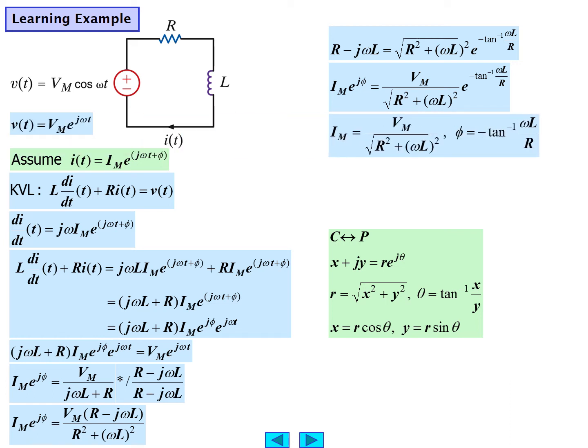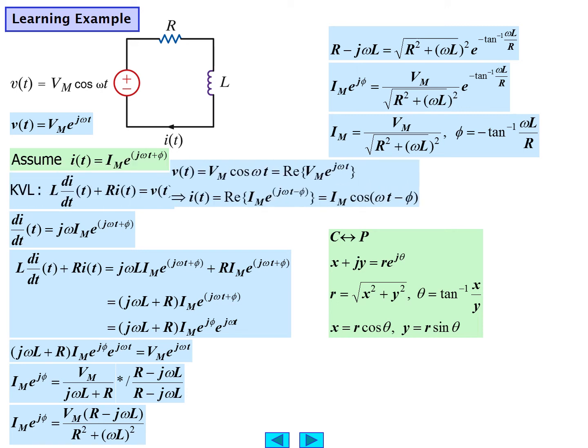And we can get rid of the representation for the amplitude alone. We can write just the amplitude alone. Well, that's just v sub m divided by the square root of R squared plus quantity omega L squared. And of course, the phase angle we get by looking at the argument of the exponential. So the phase angle phi is minus arctangent omega L over R.